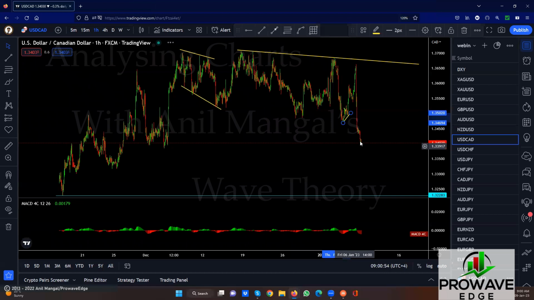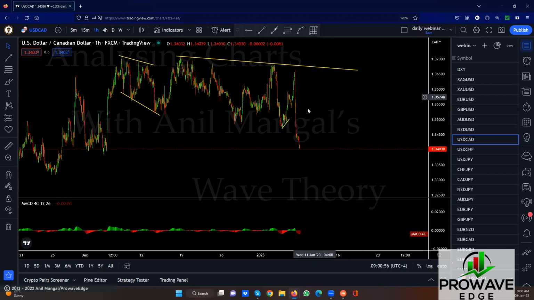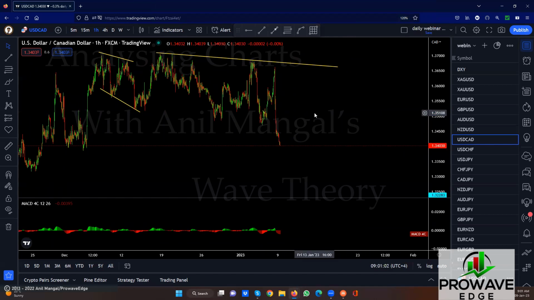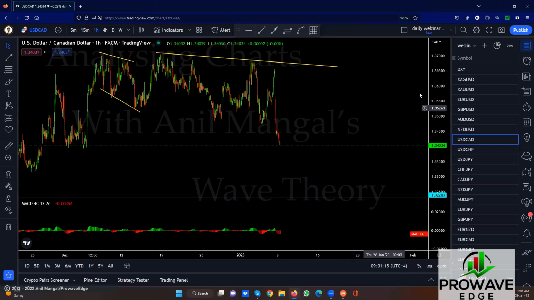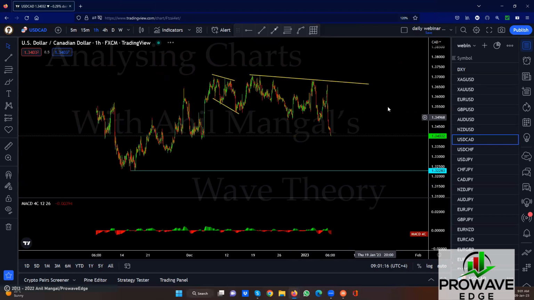Now, from this point, it should go back up. So we can look for buy setups rather than sell setups. If it drops, it drops. If this keeps dropping, the only way you want to sell it is let it make a deep pullback like this and then go for the trade. Because from this point, this should go up. So look for buy setups. Let's wait and see if we get any buy setups.